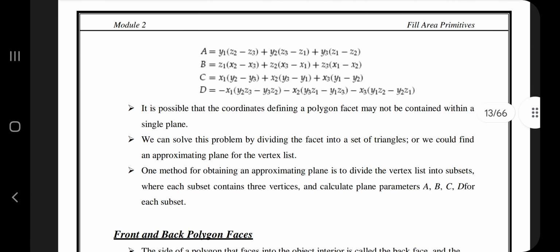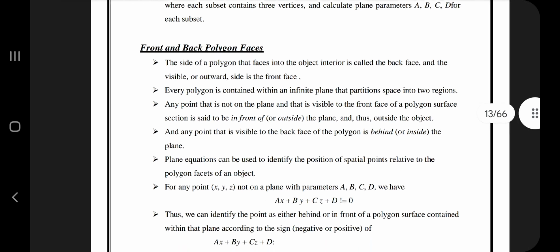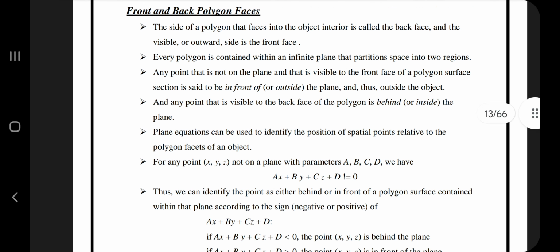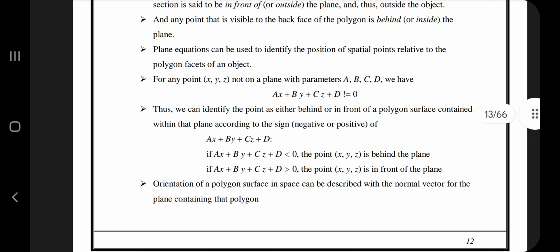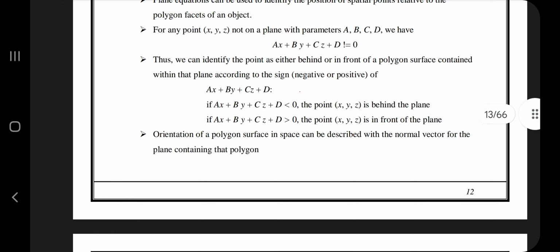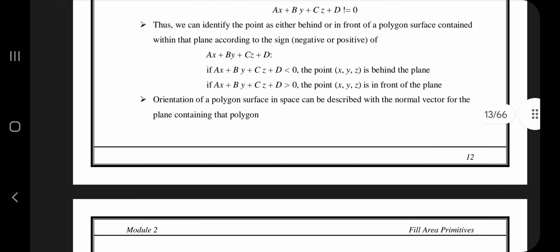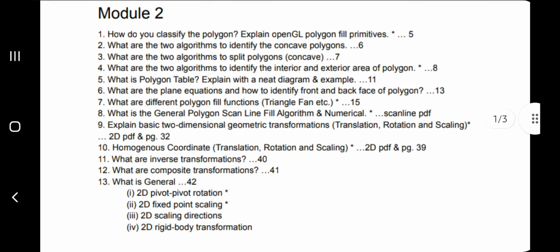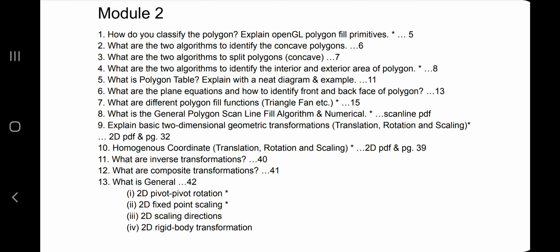Okay. And after that you will get some values for that, whether it is greater than 0, less than 0, or not equal to 0. Based on that, you will identify if it's in the front or back of the polygon face. The first case, if it is not equal to 0, then it doesn't belong to any of the faces of the polygon. If it is less than 0, then it is behind the plane. If it is greater than 0, then it is in front of the plane. If it's equal to 0, it lies on the surface of the plane. Okay. So that's all you have to do for the plane equation, and how to identify the front and back face of the polygon.